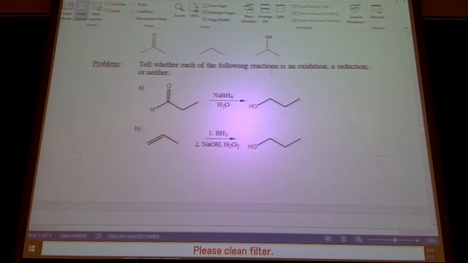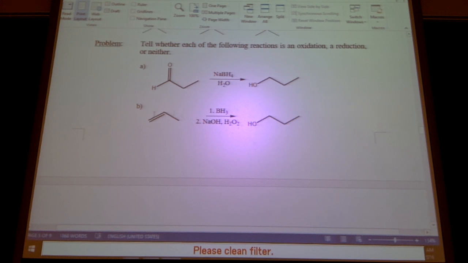It says tell whether each of the following reactions is an oxidation or reduction or neither. So is this oxidation or reduction? What's happening to the oxidation level? Is it increasing or decreasing? Decreasing, so that'd make it what? Reduction, yeah. How about here? Is oxidation level increasing or decreasing? Increasing, so that'd be oxidation. So this one would be an example of reduction. This one an example of an oxidation.